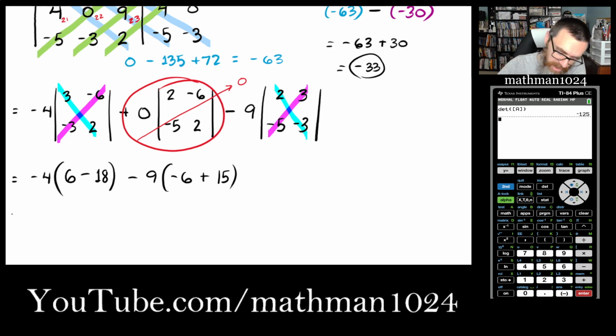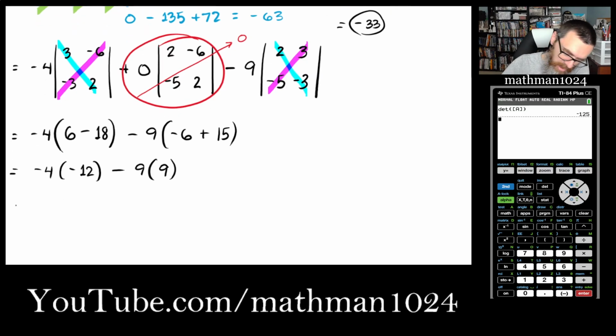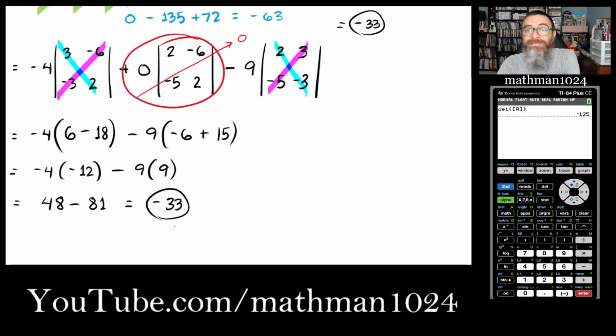All right, let's see what we get here. Negative 4 times negative 12 minus 9 times, that is positive 9. So we have 48 minus 81, and that equals negative 33. Hey, it's what we already had. How fantastic is that? All right.